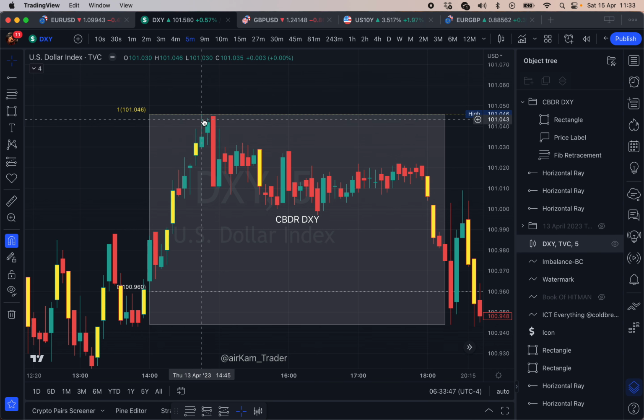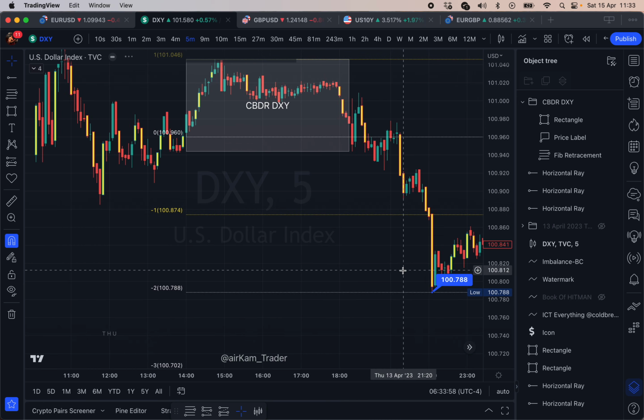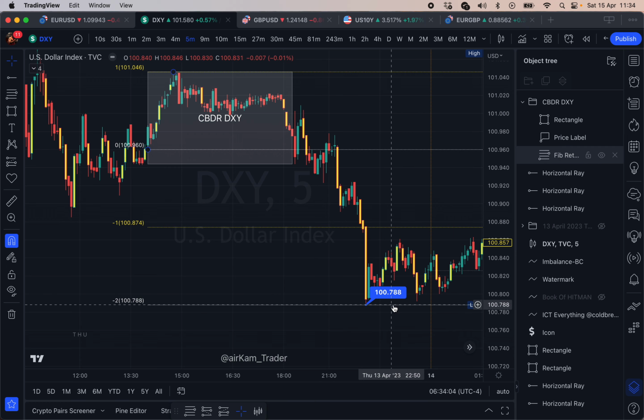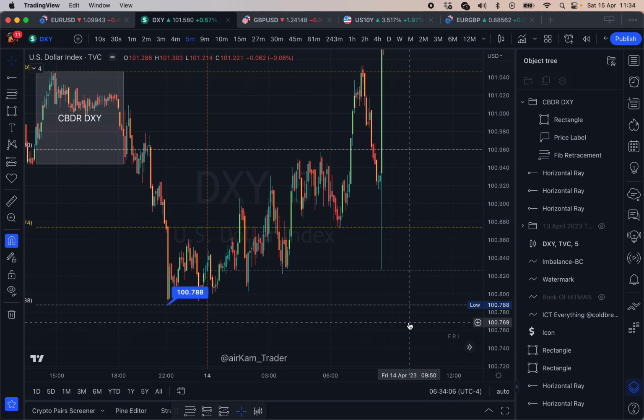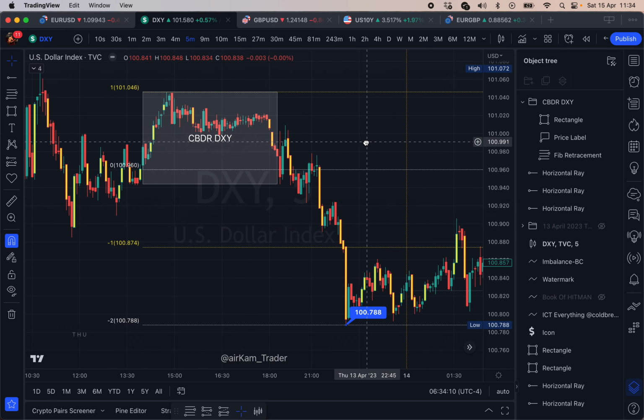But this time we use the wicks for DXY. We use the wicks. Again, we extend out. And what do we have here? Second standard deviation. This is what it would be. And this is it. Here it is to the pip again. And this was the low of the day. So this is super powerful. You could create an edge based off of this.